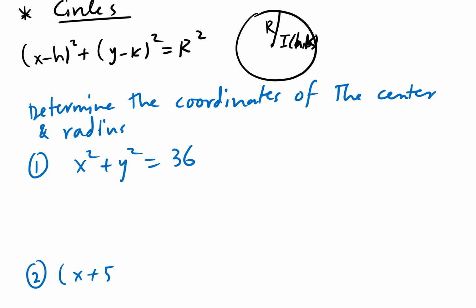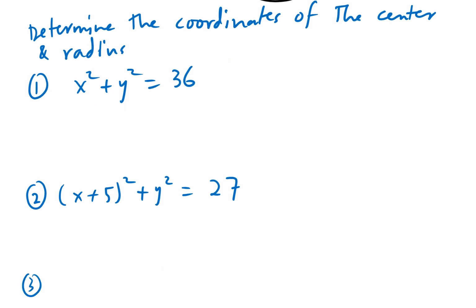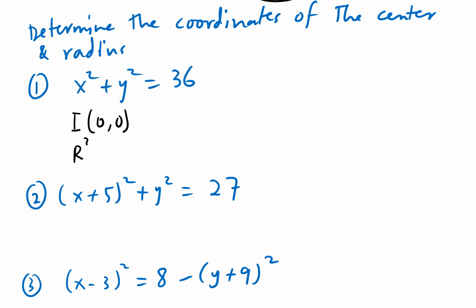(x plus 5) squared plus y squared equals 27. (x minus 3) squared equals 8 minus (y plus 9) squared. So for the first one, that looks like (x minus 0) squared. There's no h or k. So the center, call it I, is (0, 0). That's the center. And r squared is on the right side, 36. So r is the square root of 36, which is 6.